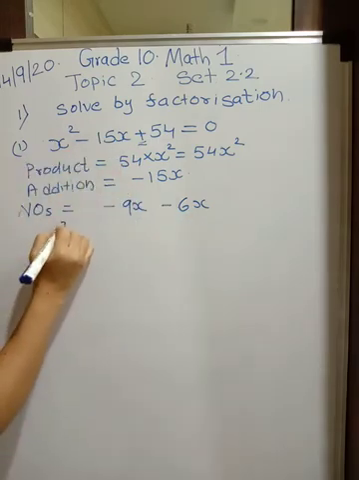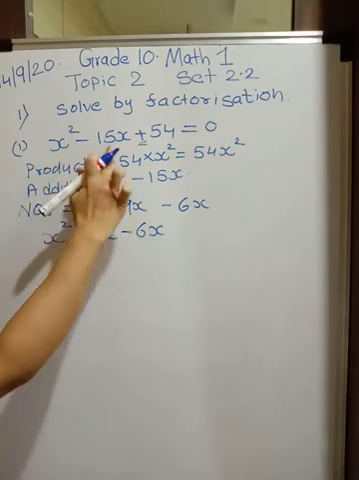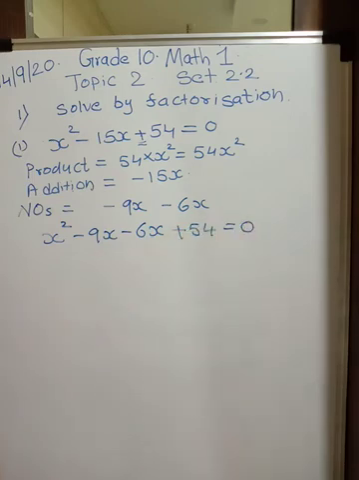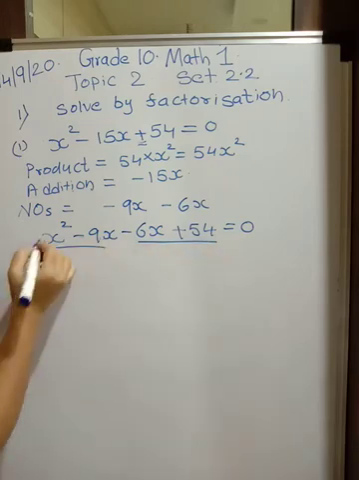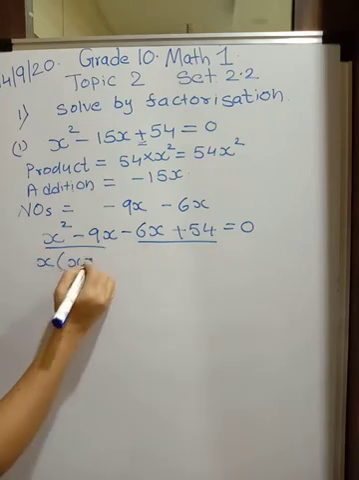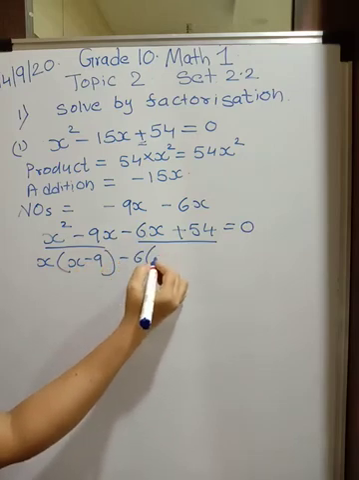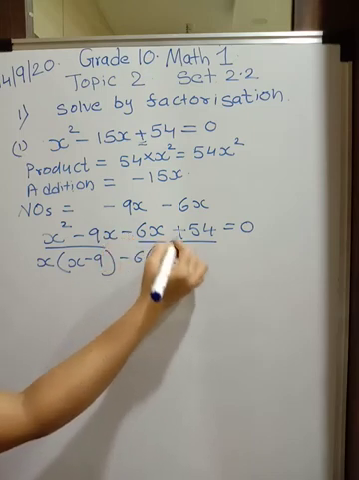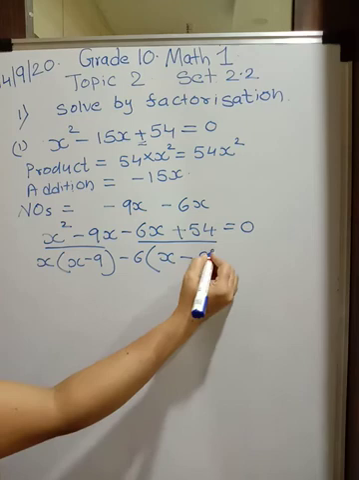So how do we do it? x square minus 9x minus 6x. This becomes minus 15x plus 54 equal to 0. Ask questions in factorization. That will tell you the correct answer. Now these two terms and these two terms we are going to group. So in this x is common. So what will I get? x minus 9. In this minus 6 is common. So here I will get only x minus 9, and minus into minus will be plus. So I have to put here minus sign, and 6 nines are 54 is equal to 0.